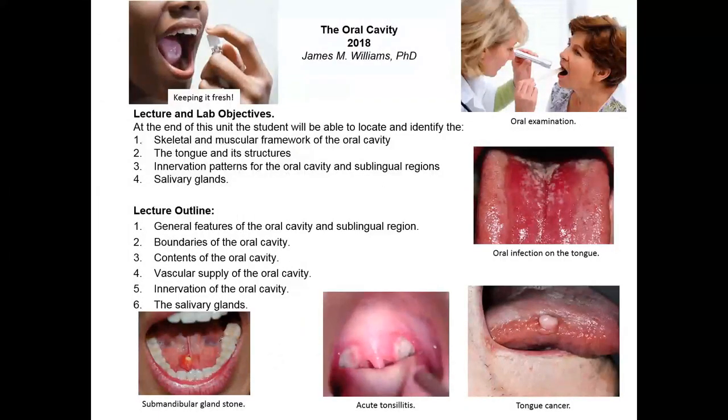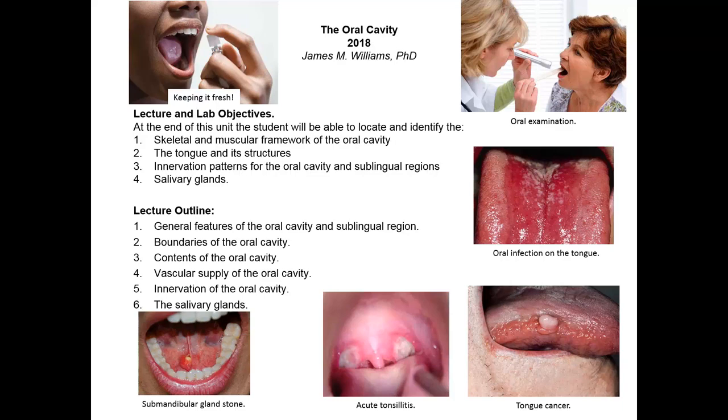Well, hello, this is Dr. James Williams, and over the next 14 to 16 slides, I would like to present to you the anatomy of the oral cavity. As you can tell from the photographs I posted on the first page, you will be interested in knowing something about the oral cavity as you examine your patients.